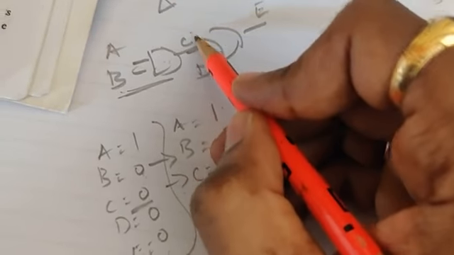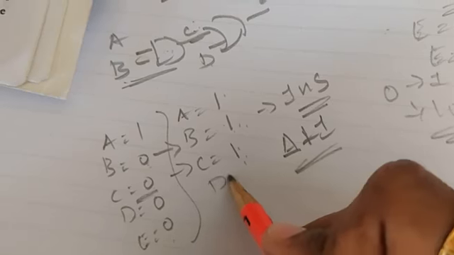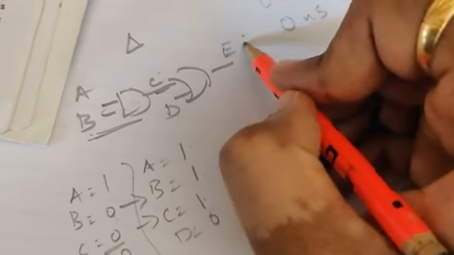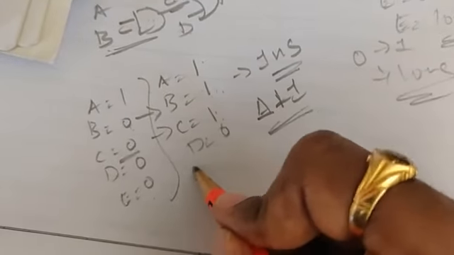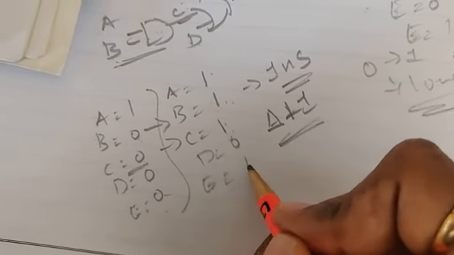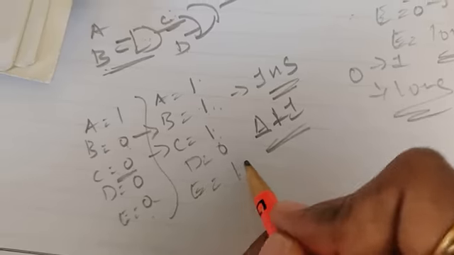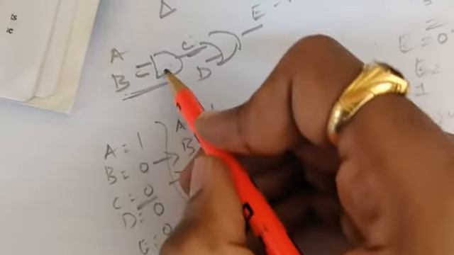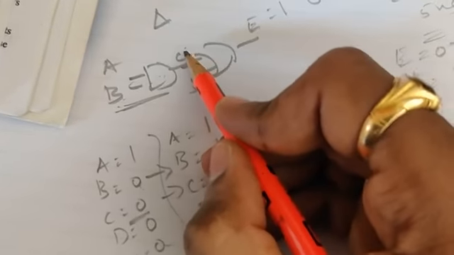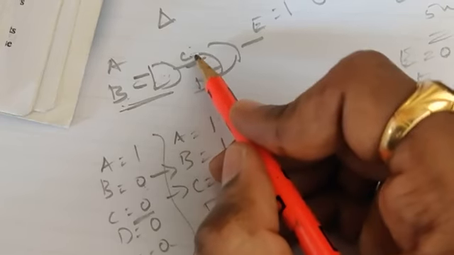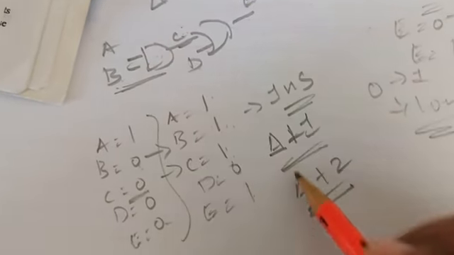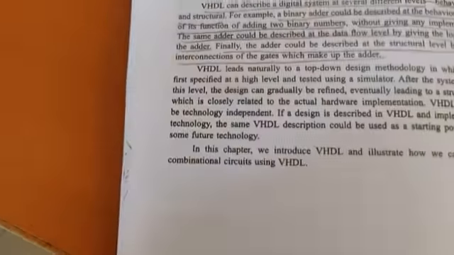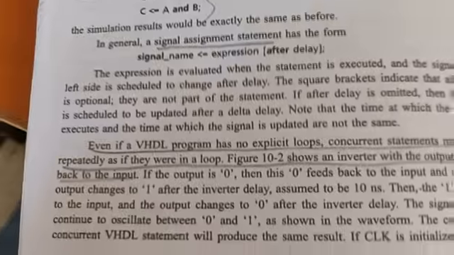Similarly, now C is 1 and D is equal to 0, so 1 plus 0 gives E equal to 1 now. So E has to change from 0 to 1. The time taken for E to change from 0 to 1 is delta plus 2. Why? 1 nanosecond here and 1 nanosecond here, so 2 nanoseconds. So delta plus 2. This is how it works.